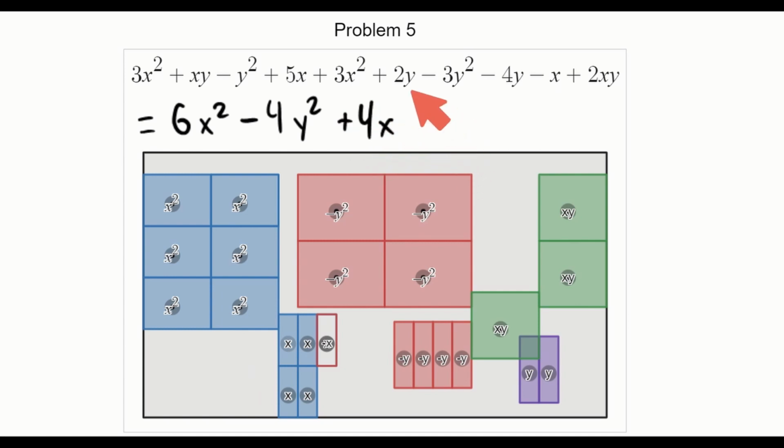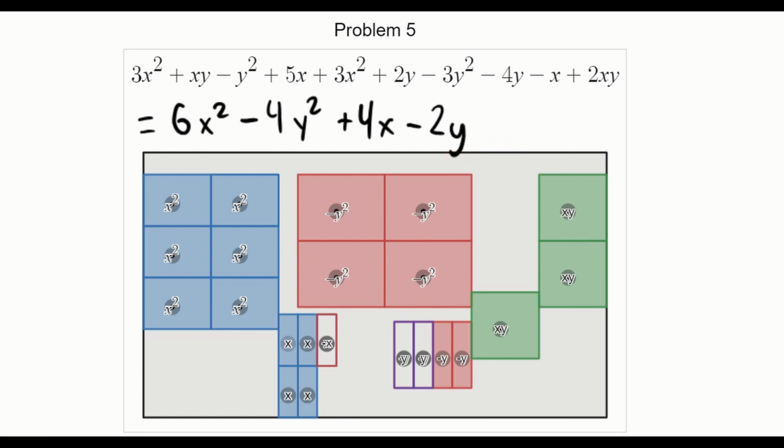Now let's take a look at our y's. We have plus 2y and minus 4y. What's 2y and negative 4y? Notice that these are opposite signs. So we have 2y's left over, but since we started off with more negatives, we have 2 negative y's left over. Minus 2y left over.